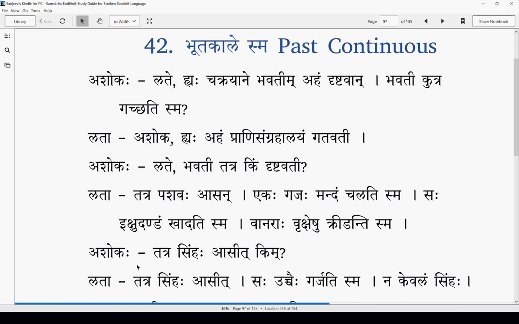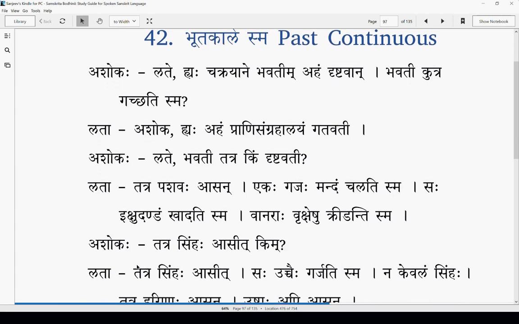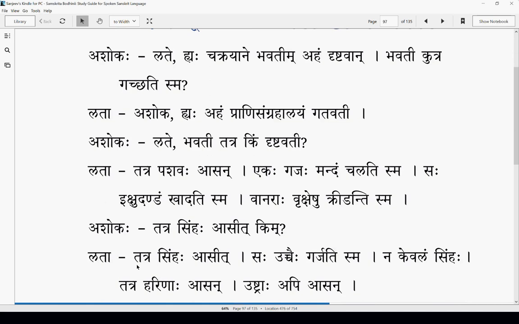Past continuous. Now, let's start again. Ashokah, Lata. Mangala, Nirmala, Bhagini. अशोकः लते ह्यः चक्रयाने भवतीम् अहं दृष्टवान् भवती कुत्र गच्छति स्म.